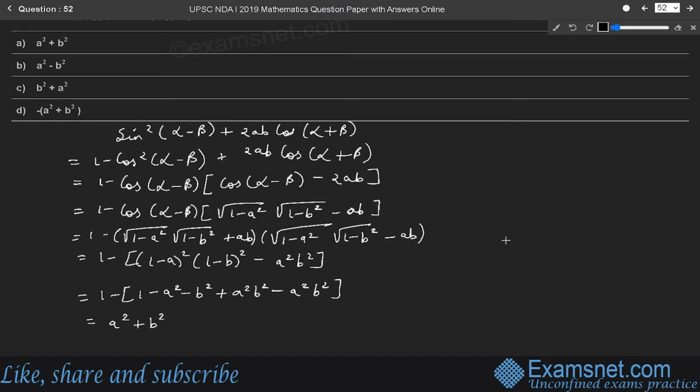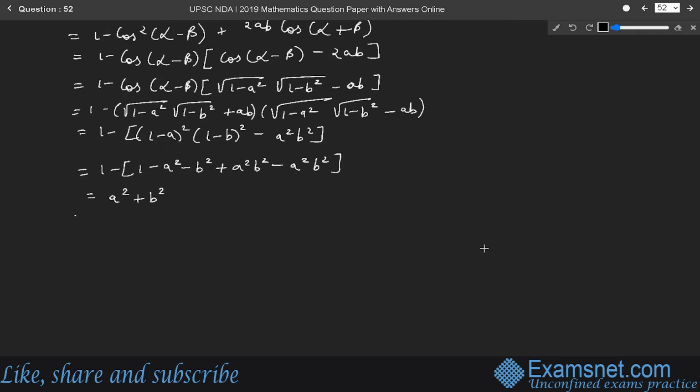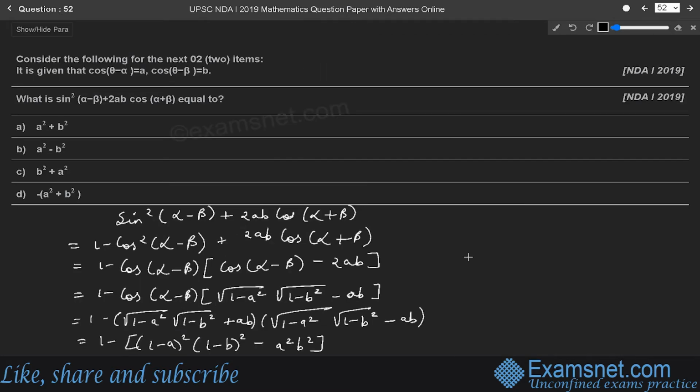Therefore sin²(α − β) + 2ab cos(α − β) is equal to a² + b². So we can say that the value for the given expression is a² + b². Therefore the correct option is option number A.